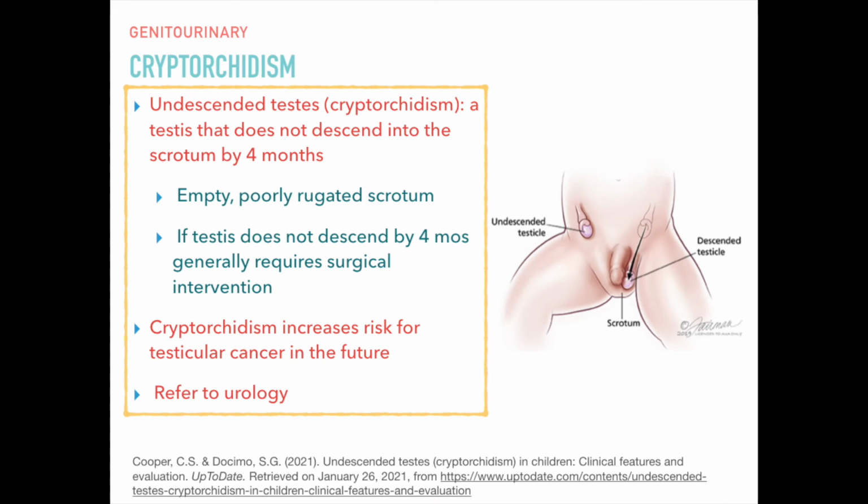All right, so cryptorchidism, this is also known as an undescended testes, a testis that does not descend to the scrotum by 4 months of age.